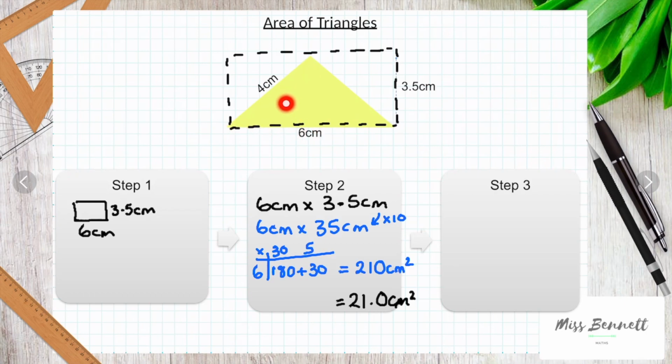Step 3, to get from this rectangle that I've drawn back to this yellow triangle, well, you can see this yellow shape here is the same area as this blank area over here. So if I take the rectangle and I half it, I'm going to get the yellow area here. 21 centimetres squared divided by 2 is going to give me 10.5 centimetres squared.